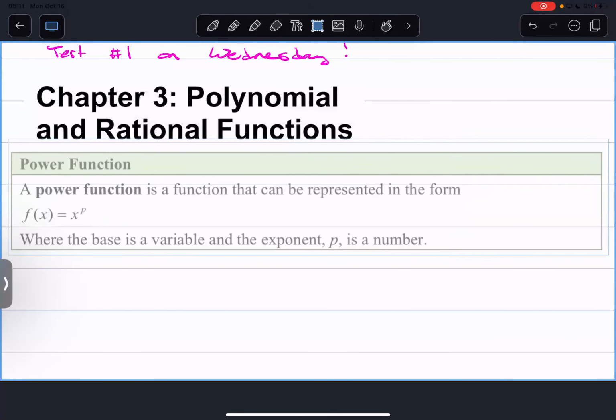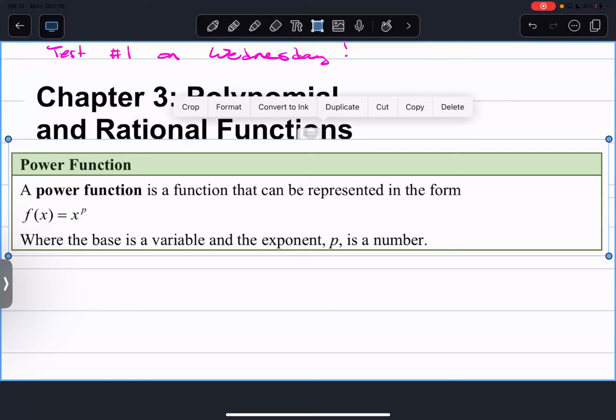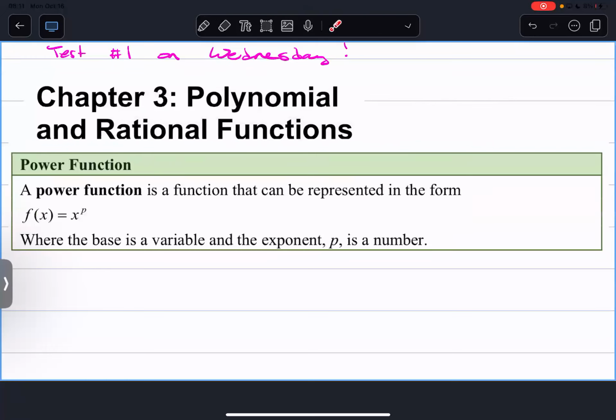Make it a little bit bigger. Okay. Where's my pointer? There it is. Okay, so a power function is anything that you can rewrite as x to the power of p, where p is just any number.